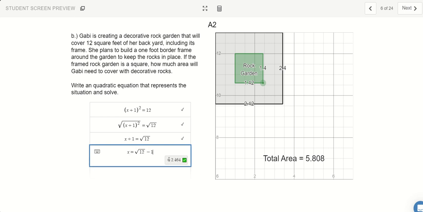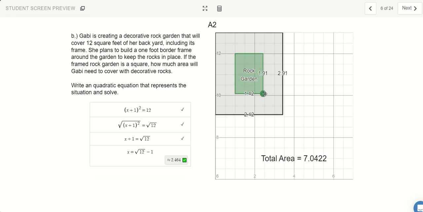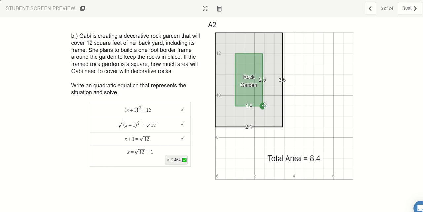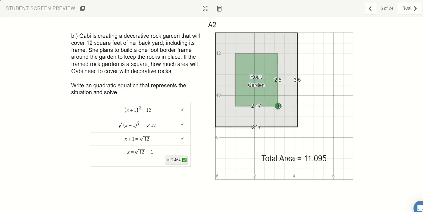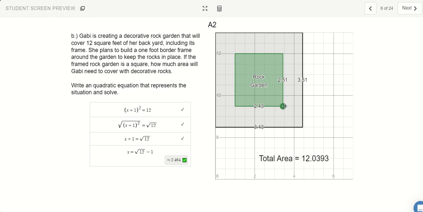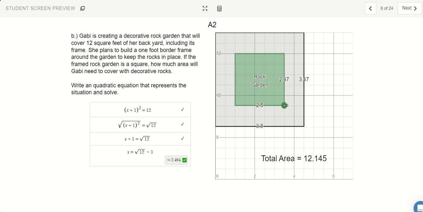So it looks like the green part has to have a side of 2.4. So notice that if I make the height 2.4, close enough, and let's make the base 2.4. Okay. And notice that if I have a base and height around 2.4, the total area of this section is going to be close to 12.